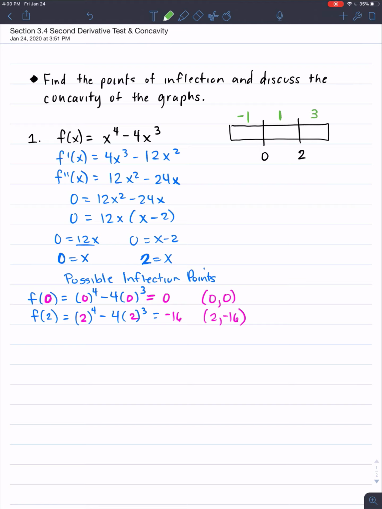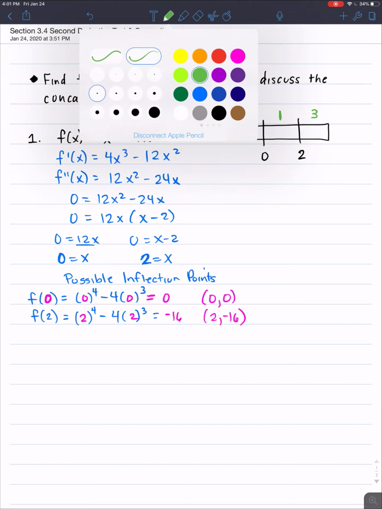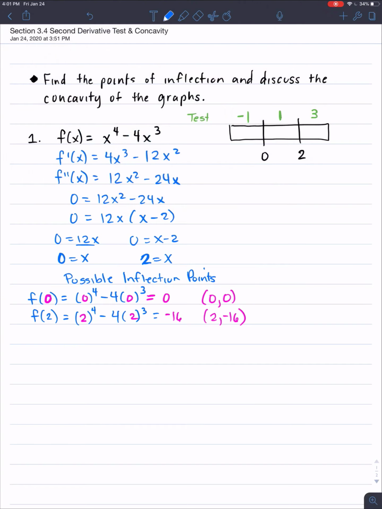You have options in these test intervals with these green values that I'm choosing. It doesn't have to be the same number that I'm using, but it needs to be either to the left or the right of our possible inflection point and be valid. Okay, and we're going to call these our test values. You're going to take your test values and plug them into your second derivative at that point. My first one I'm going to test is going to be negative 1.